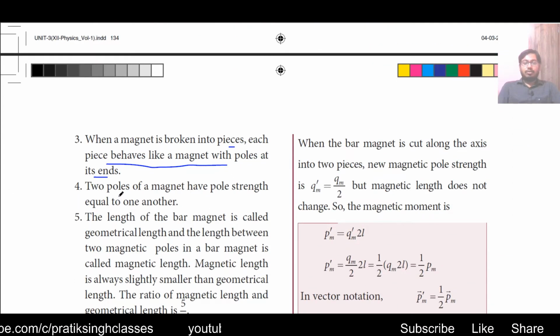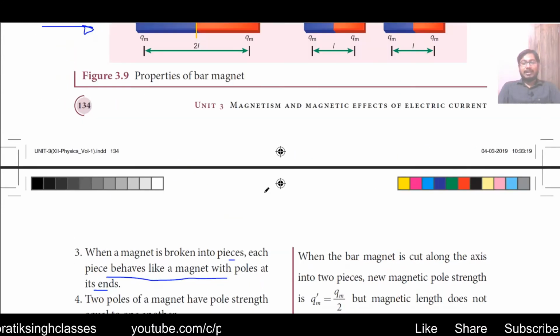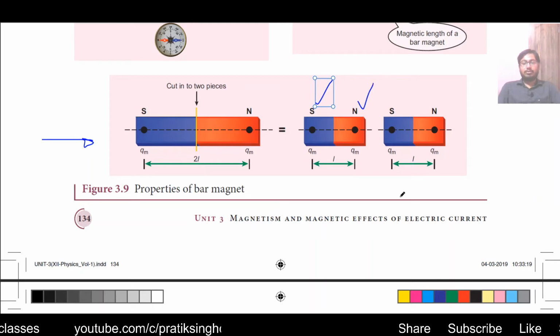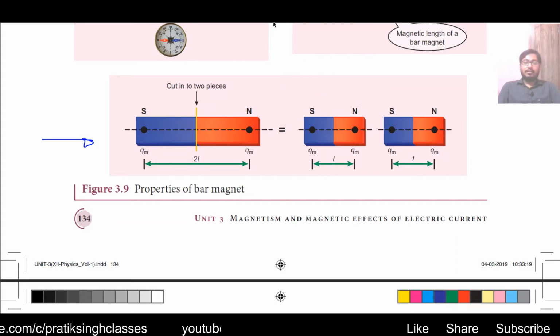Then the two poles of the magnet have pole strength equal to one another. That means the pole strength of the south pole will always be equal to the pole strength of the north pole. If that does not happen, there will be some imbalance in the strength and the matter itself will break.